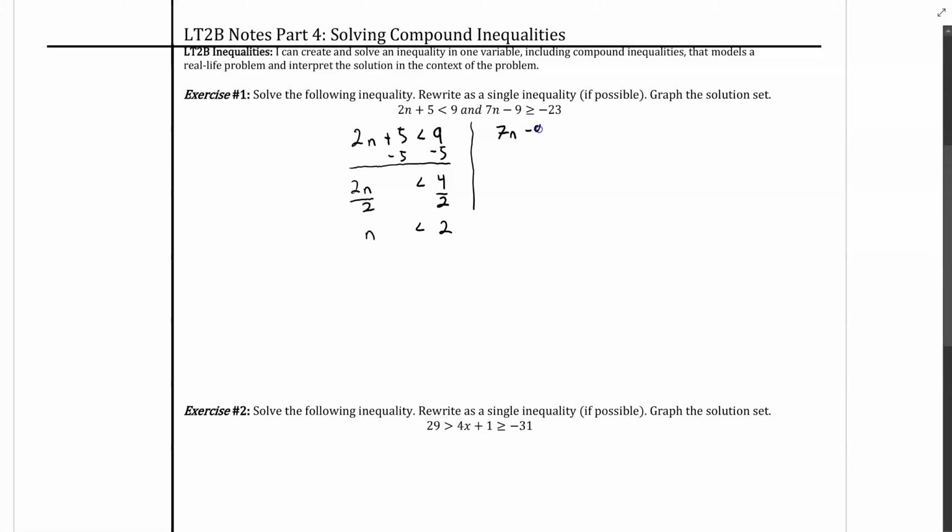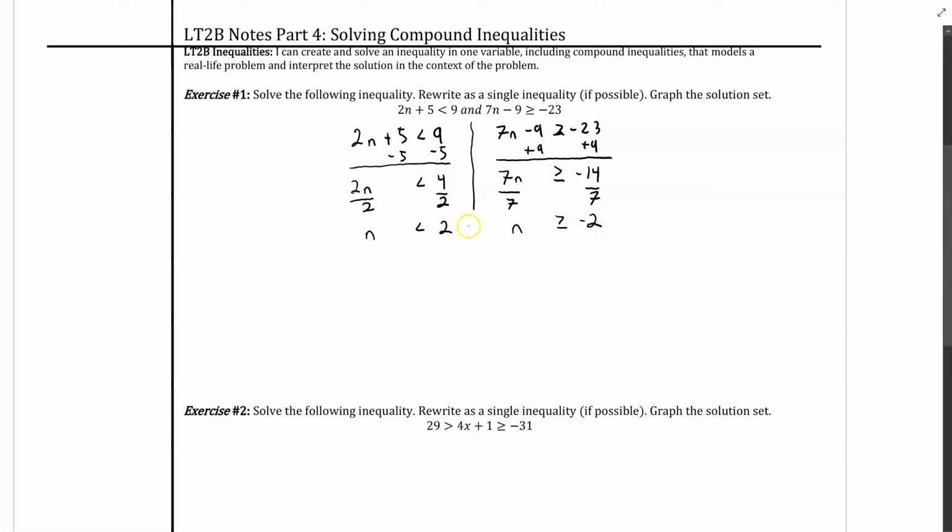7n minus 9 is greater than or equal to negative 23. Okay, first of all, we will add 9 to both sides. This gives us 7n is greater than or equal to negative 14. Next, to get n by itself, we'll divide both sides by 7. This gives us n is greater than or equal to negative 2.